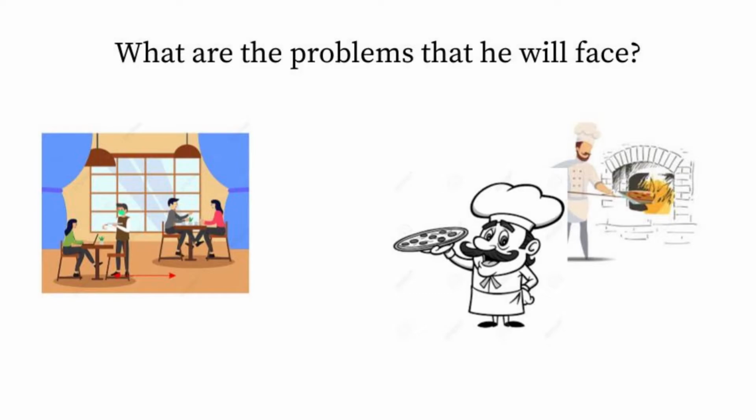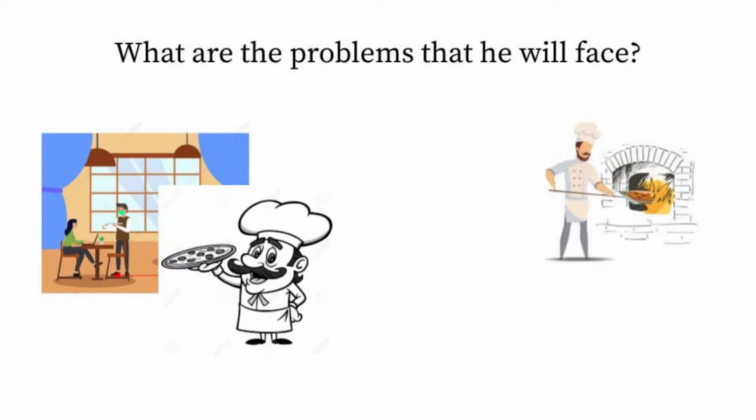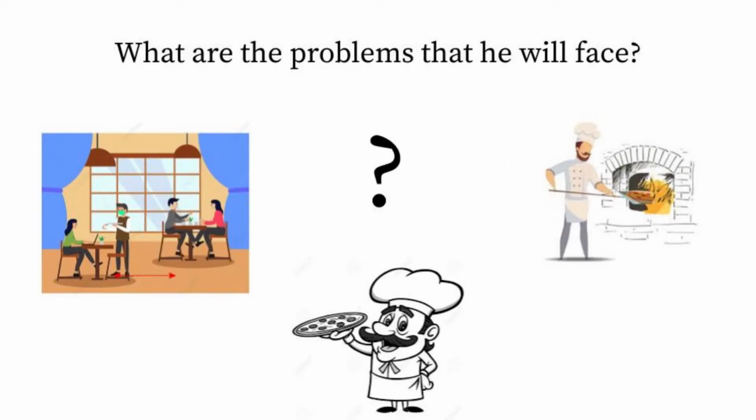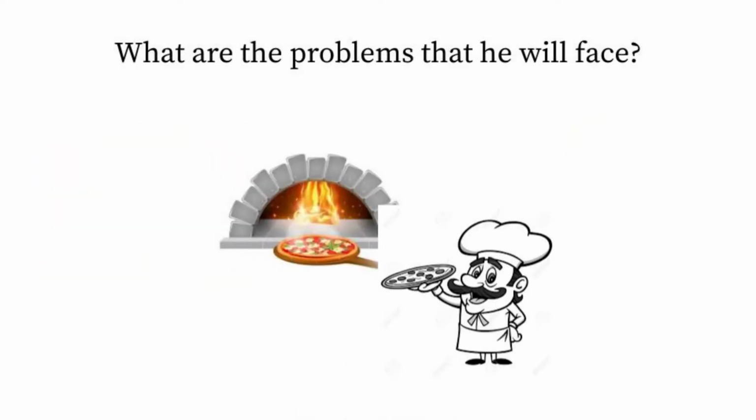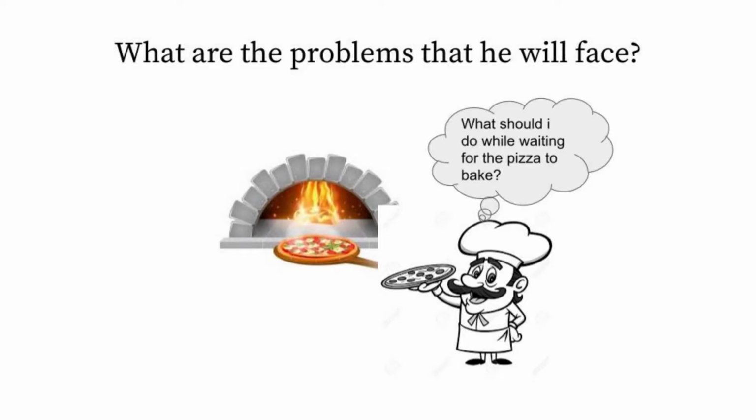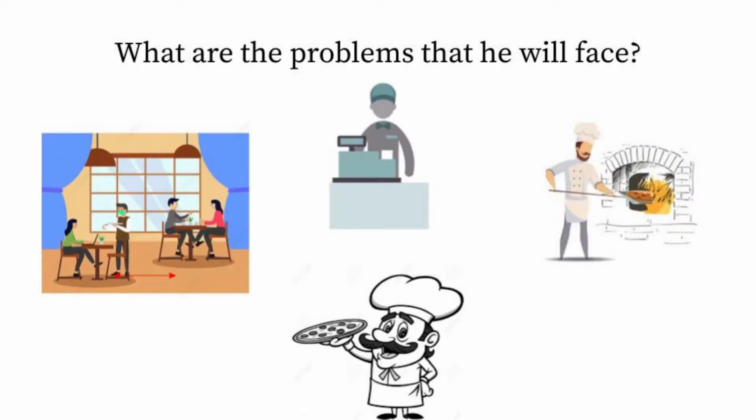Does he continue preparing the pizza, or does he take the customer's order? Which task will take priority? And after that, let's say he proceeds to bake the pizza. Should he do another task such as cleaning up plates, or just wait until the pizza finishes baking? And finally, how does he keep track and update the list of customers' orders while handling all these tasks?